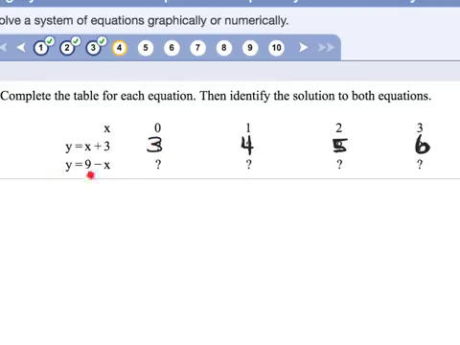Now we're going to do the same thing with the next line. We're going to replace the x with a 0. So 9 minus 0, and let's do it in red, is 9. Now we've got 1, so 9 minus 1 is 8. And then we've got 9 minus 2 is 7. And then 9 minus 3 is 6.